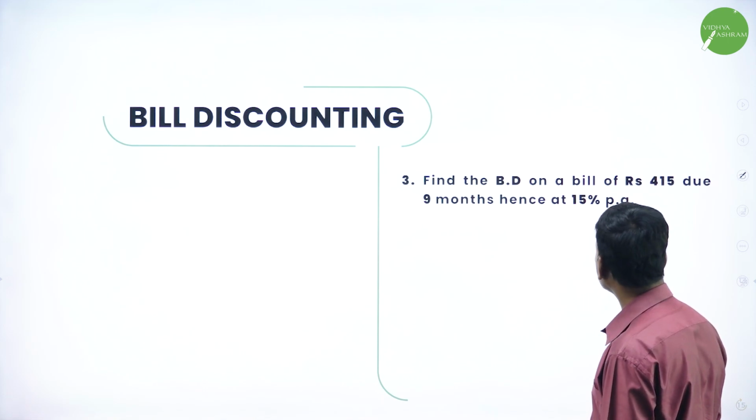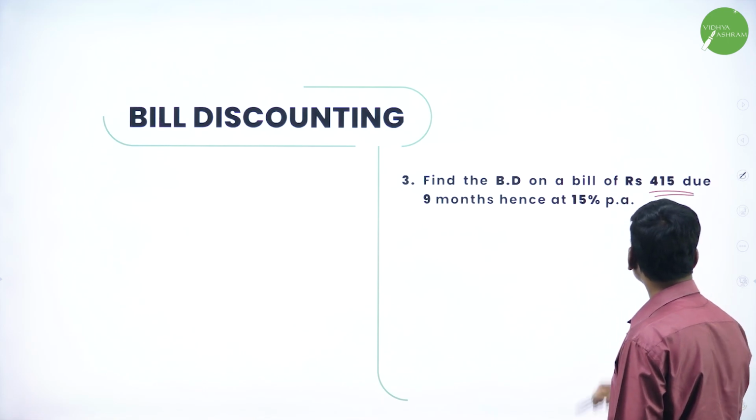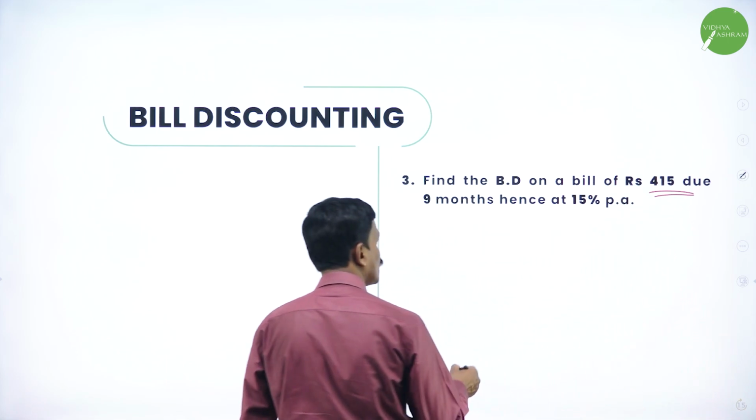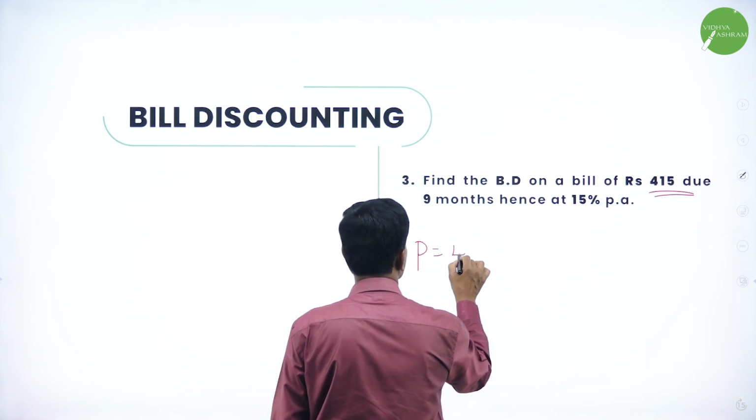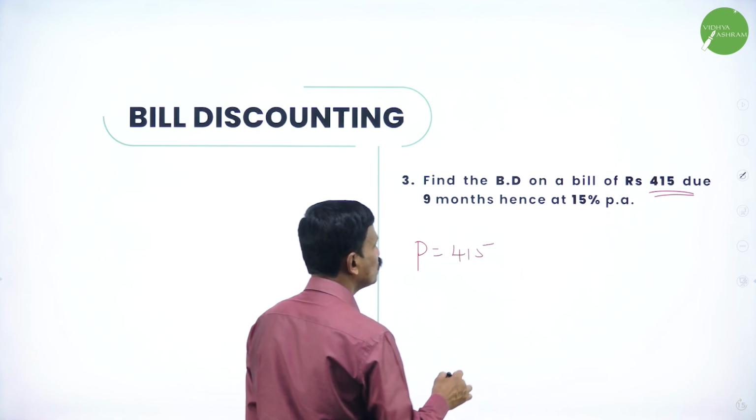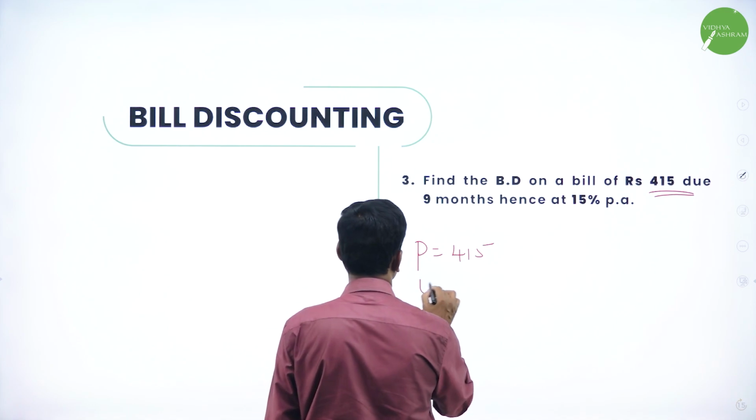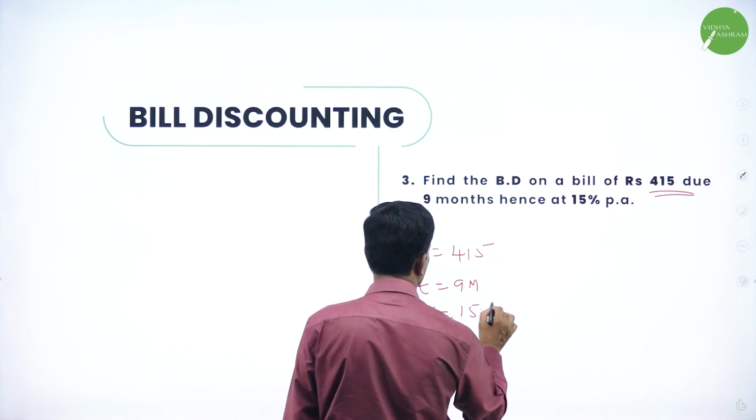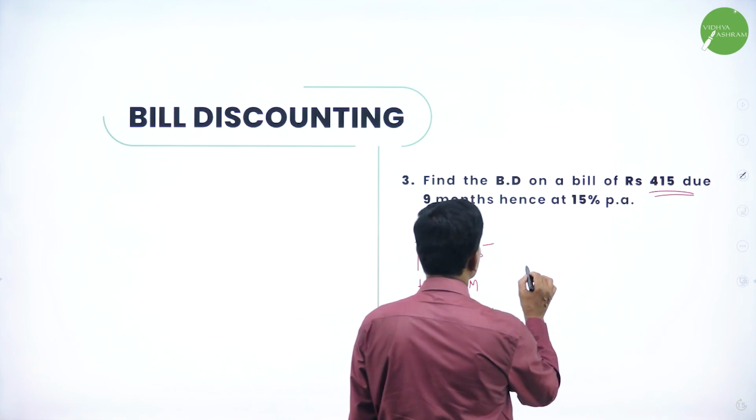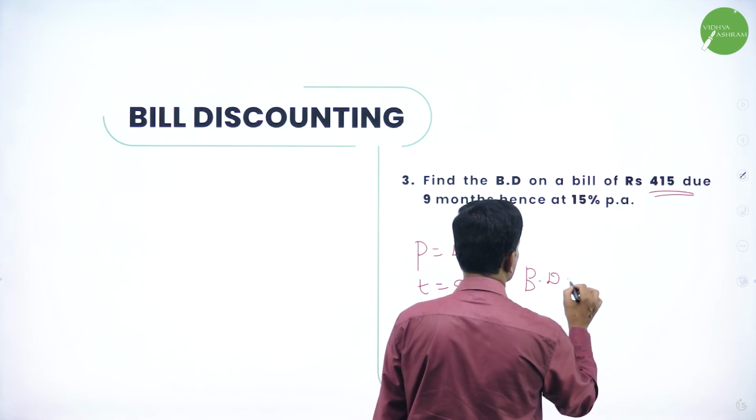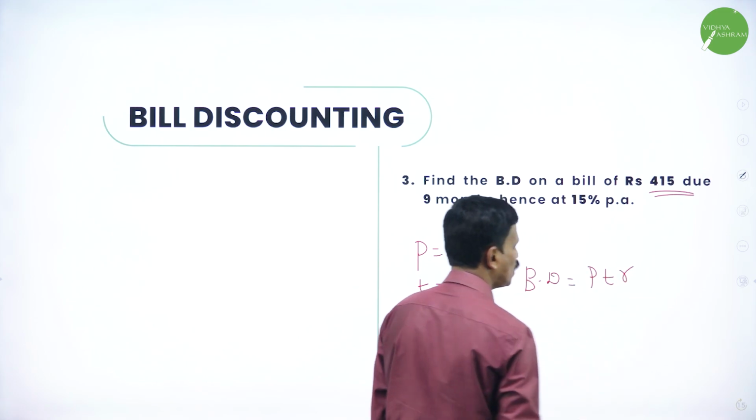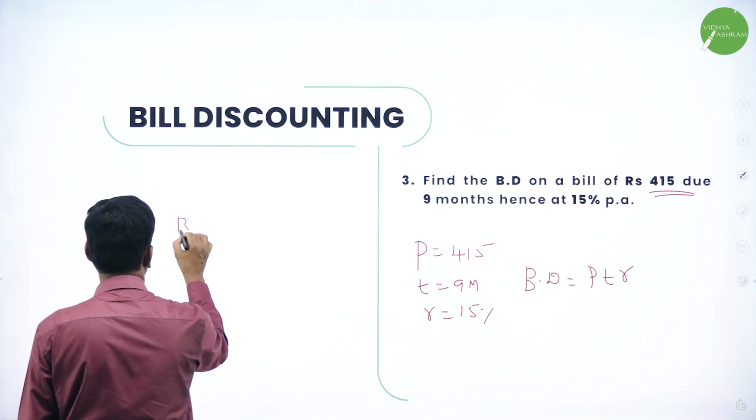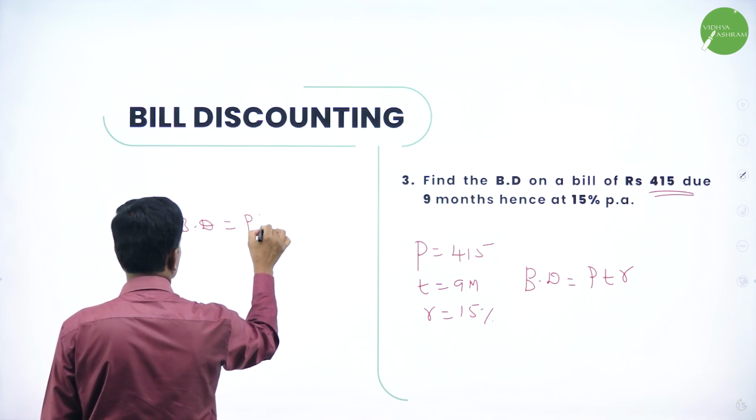Same. Find the banker discount on a bill of rupees 415 due 9 months hence at the rate of 15% per annum. Say what is given? The face value is 415 rupees. Due for how many months? The time period is given 9 months, and the rate of interest is given 15%. Now, what is the formula for a banker's discount? Banker's discount is equal to F into T into R.